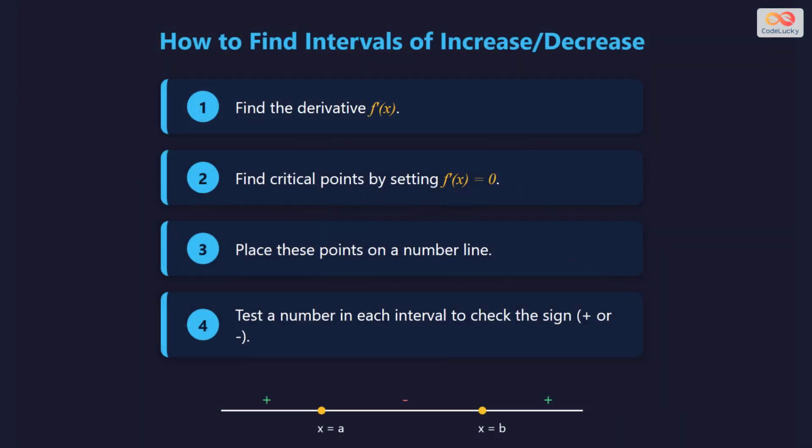So, how do we solve problems? First, find the derivative. Second, set it to 0 to find the critical points. Third, place those points on a number line to create intervals. Finally, test a random number inside each interval to see if the result is positive or negative.